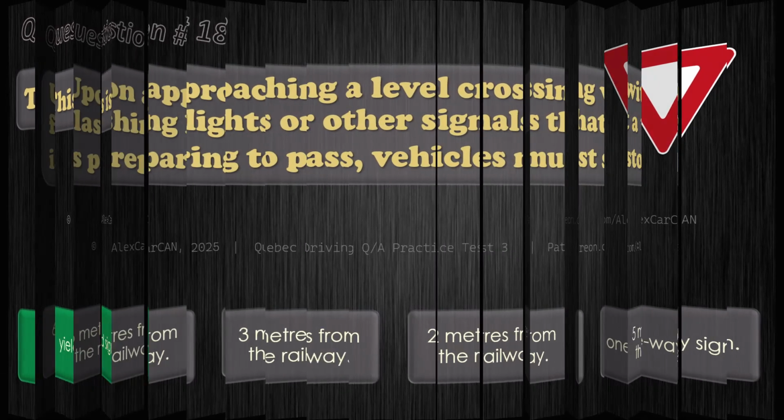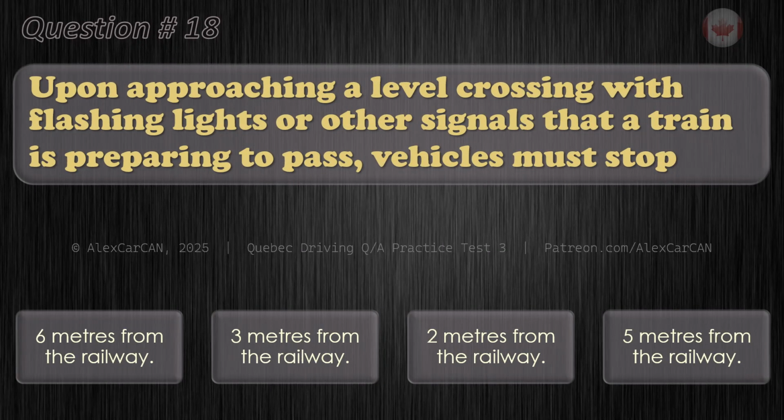Question number 18. Upon approaching a level crossing with flashing lights or other signals that a train is preparing to pass, vehicles must stop 6 meters from the railway, 3 meters from the railway, 2 meters from the railway, 5 meters from the railway. The correct answer is 5 meters from the railway.